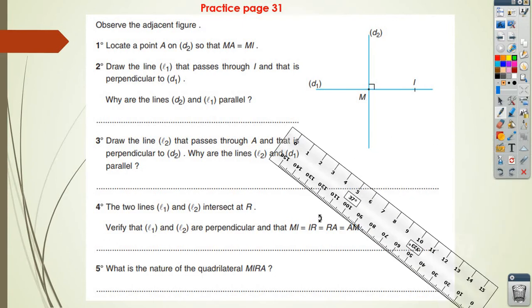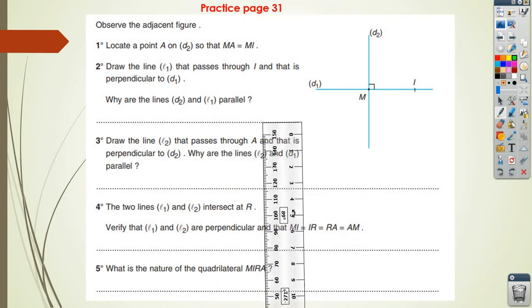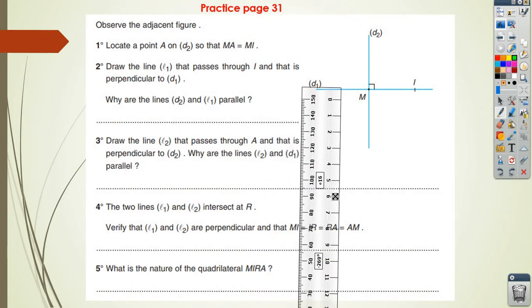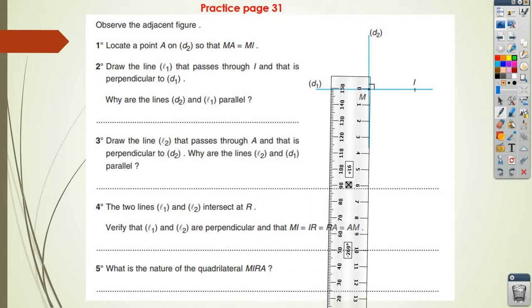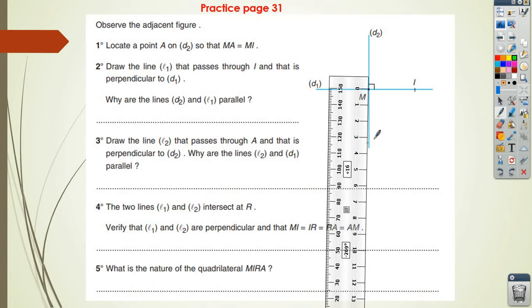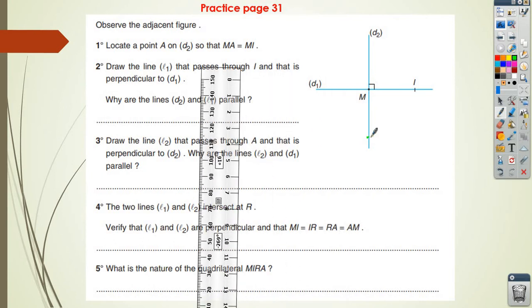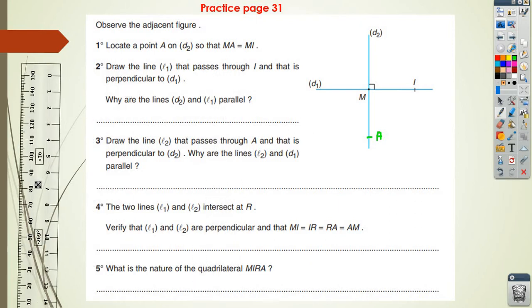Surely from the point M. We locate it up or down, just so it is on the line D. We can make it here, down or up. So this is A. I make it down. This is A. I make MI equal to MA because MI is 3 centimeters and MA is 3 centimeters. So the first one, I made it.